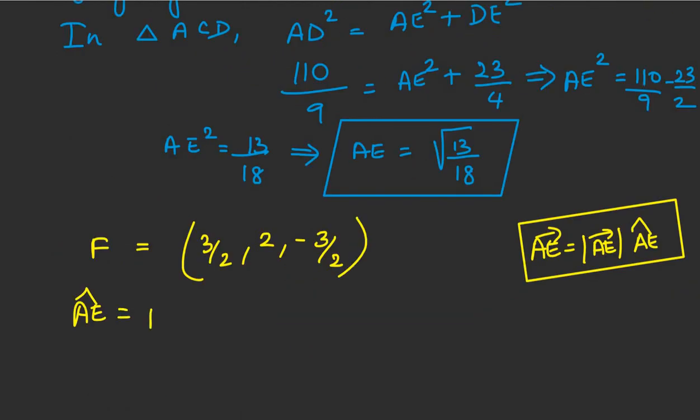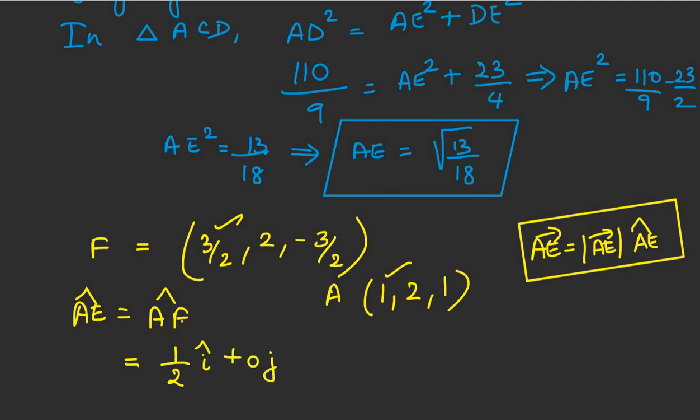So the unit vector is equal to the unit vector AF. Therefore I can write this in terms of the coordinates of A. A is given to be 1, 2, 1. Now taking the values after finding AF, the distance of F and A, we get 3 by 2 minus 1, which is equal to 1 by 2 i cap, 2 minus 2 is 0, so plus 0 j cap. Next, minus 3 by 2 minus 1, which is equal to minus 5 by 2 k cap.